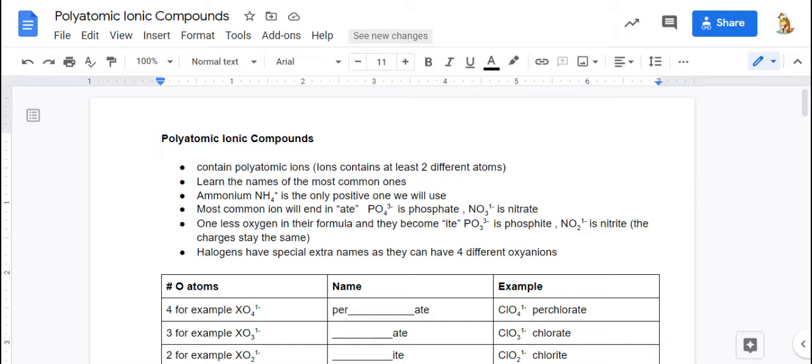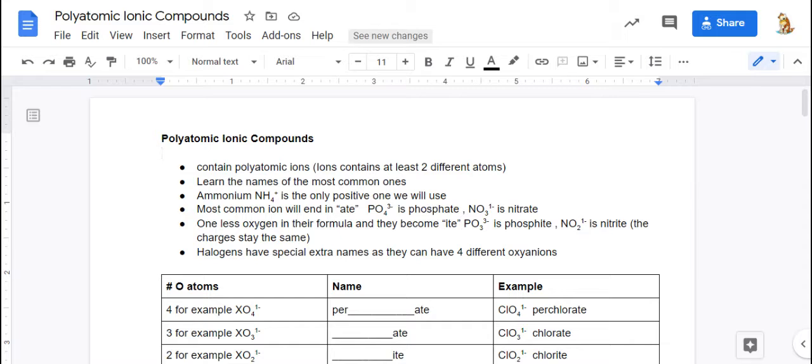The most common ion will end in ATE. Phosphate, PO4 3 minus. Nitrate is NO3 1 minus. The number of oxygens depends on the element it's bonded to, like P versus N, phosphorus versus nitrogen. It's not a set number for every element. So you've got to know which formula is the ATE for each of the elements.